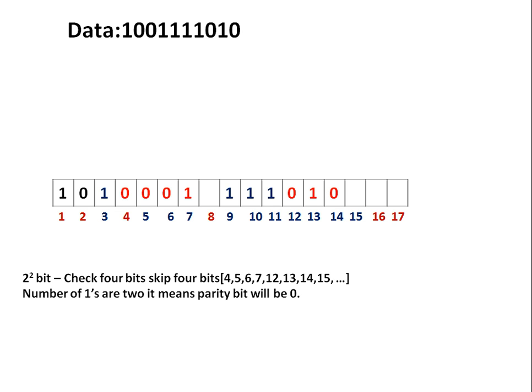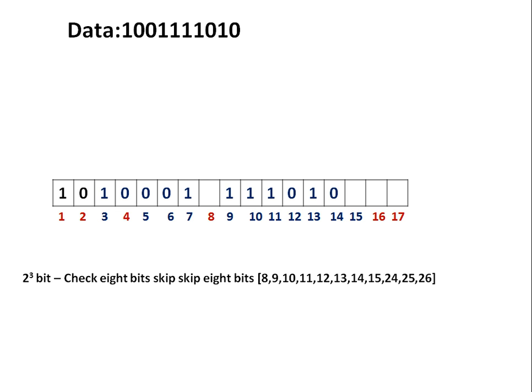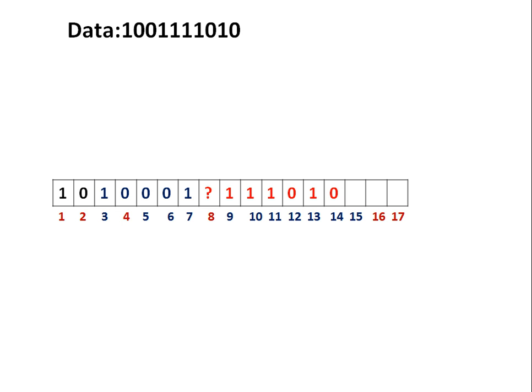Now we are left with the last parity, which is the 2 to the power 3 location. For calculation of this parity we consider 8 bits, then skip 8 bits, then consider 8 bits again. These are the bits which are going to be considered for this parity. We count the number of ones, 1 2 3 4. This number is already even, so this parity will be 0.